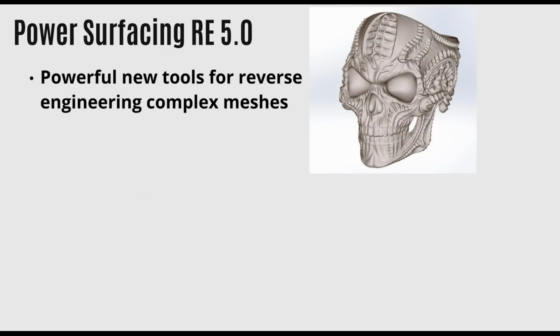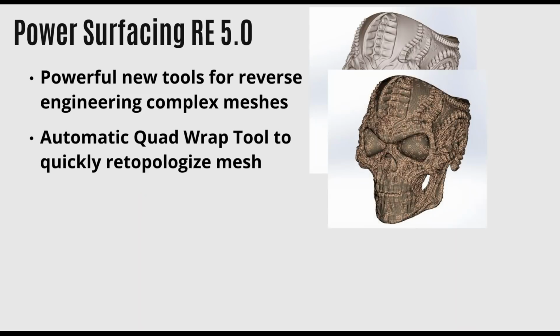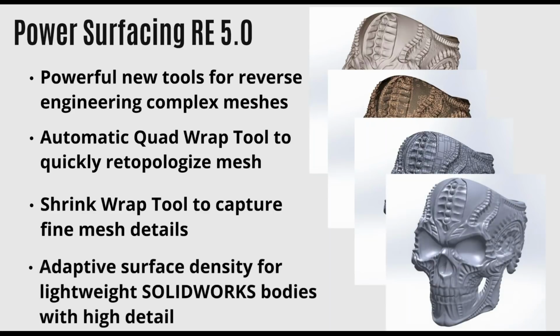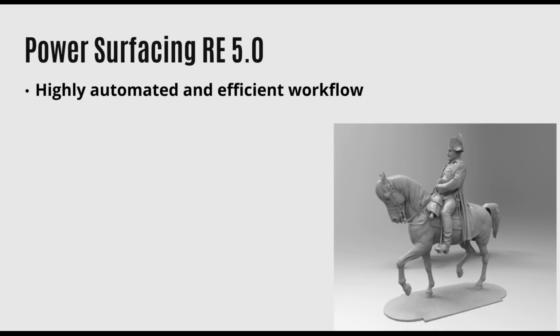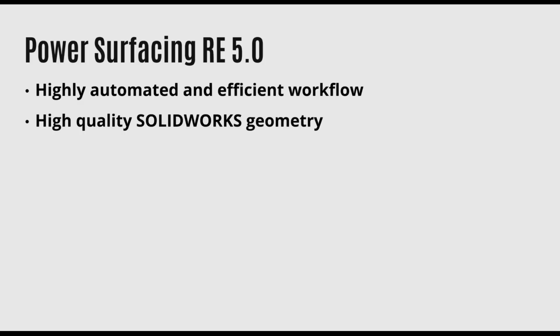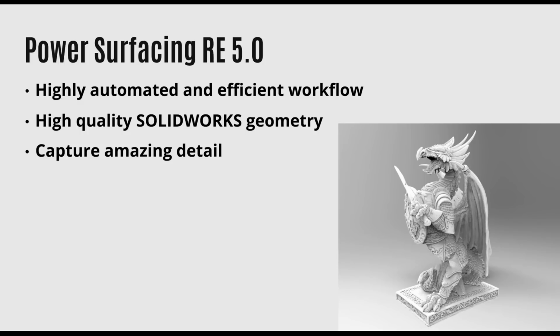And to summarize, we have powerful new tools for reverse engineering complicated meshes. We have an automatic quad wrap tool to quickly retopologize the mesh, so you don't have to do that all manually now. And the interesting part is that it follows the curvature of the geometry. We have a shrink wrap tool, which allows you to capture fine surface detail. And we have adaptive surface density for lightweight SolidWorks bodies that still have high detail. And in Power Surfacing 5, we think we have a highly automated and efficient workflow. We can produce high quality SolidWorks geometry and capture an amazing level of detail in the models.